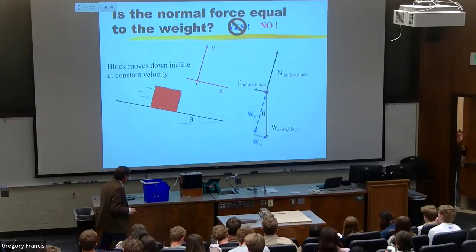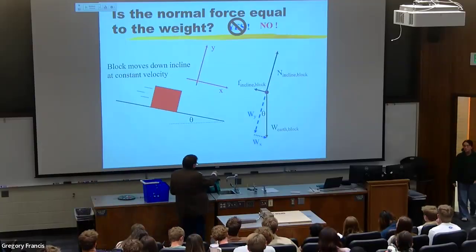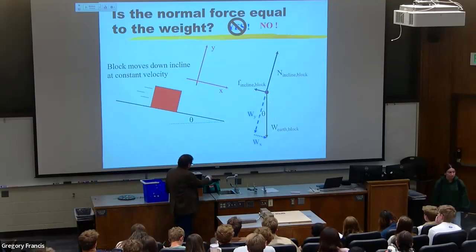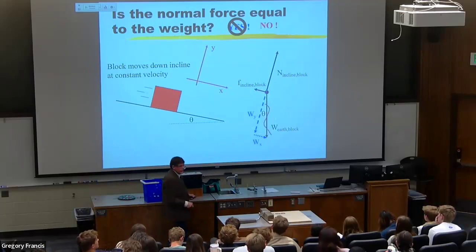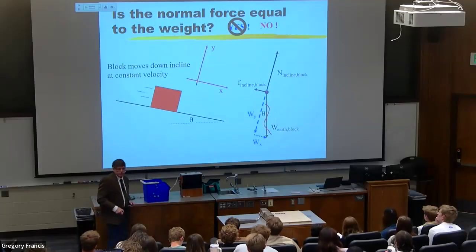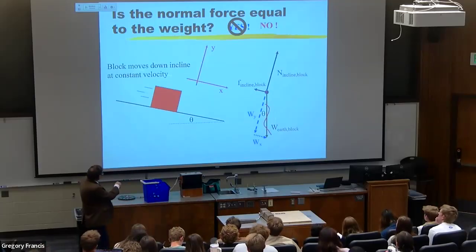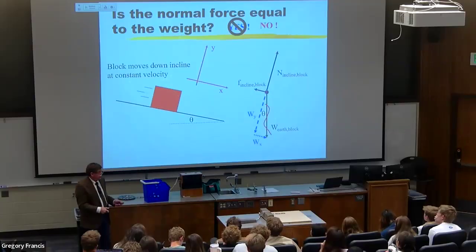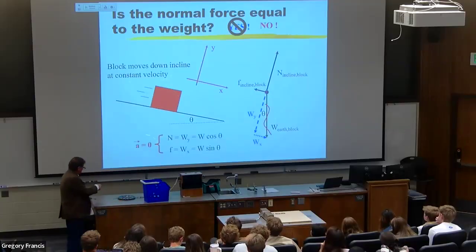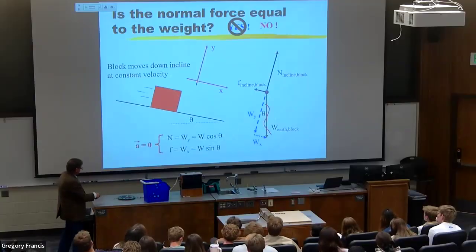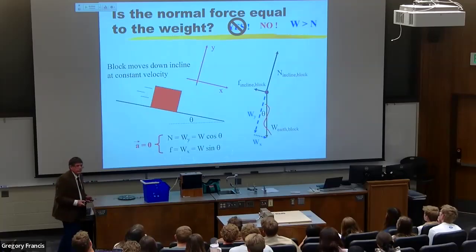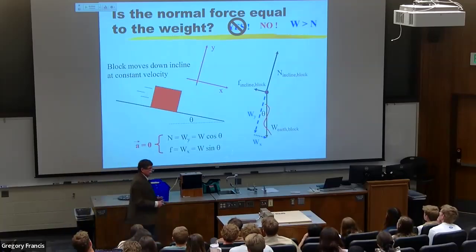Okay? Now, once I have broken that weight force up into its parts, I throw away the original and I use the parts. And if this is coming down the incline at constant velocity, zero acceleration, that means in the y direction, the normal force is just equal to the y component of the weight. The friction force is just equal to the x component of the weight. And that means that the weight force is going to be greater than the normal force.